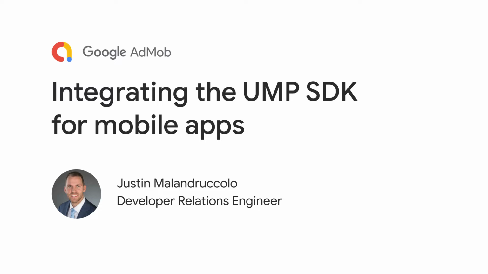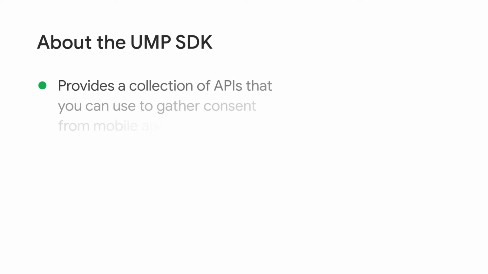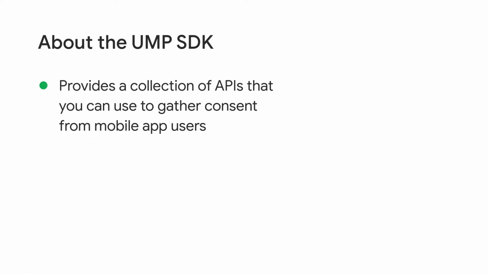My name is Justin Malandrucolo, and today I'm going to show you how to integrate the User Messaging Platform SDK, or UMP SDK, into your app on iOS. The UMP SDK provides a collection of APIs that you can use to gather consent from your users, which helps you comply with privacy laws and regulations.